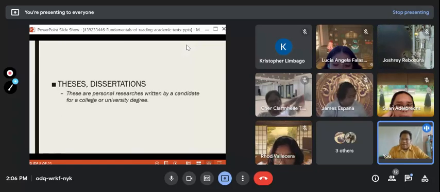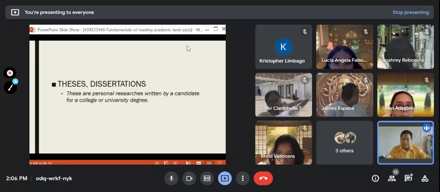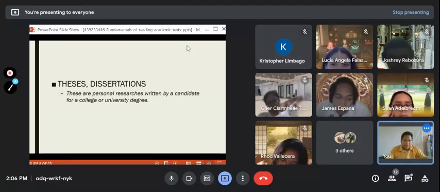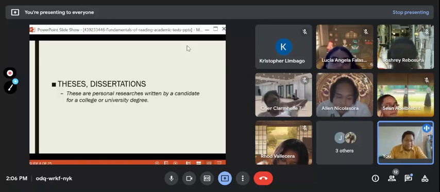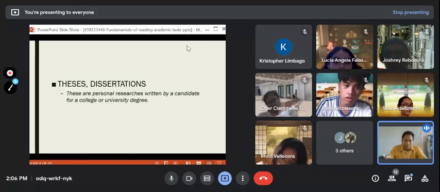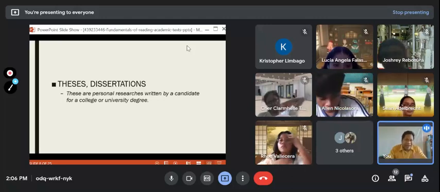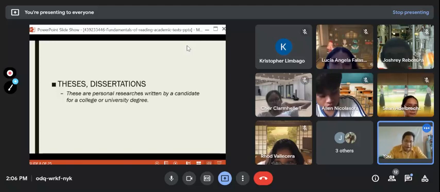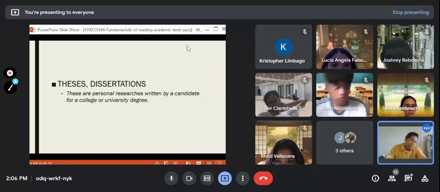And then you also have theses and dissertations. These are personal researches written by a candidate for a university or college degree. So those who are trying to pursue their doctorate degrees, many of them do dissertations. A master's degree would require a thesis. For graduation in college, you would be required to submit a research paper translated into a thesis.